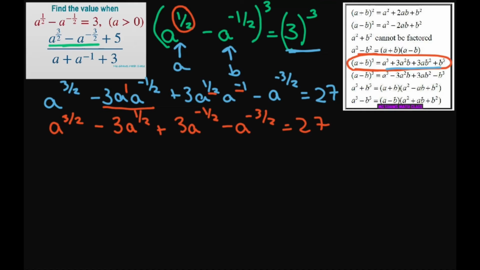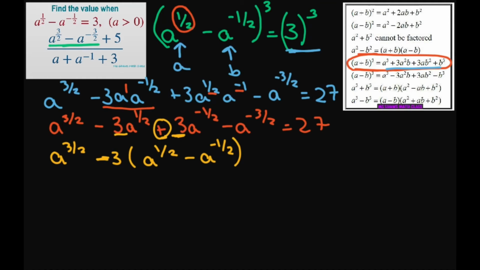All right. And then I'm going to factor out a 3 here. So I'll have a to the power of 3/2 minus 3, and don't forget to change your sign here. So this is going to be a to the power of 1/2 minus a to the power of negative 1/2, like that, because we pulled out this negative here, so you have to change this sign. Minus a to the power of negative 3/2 equals 27.